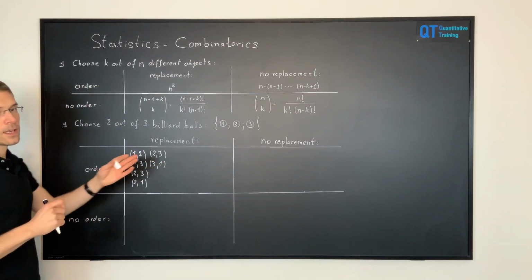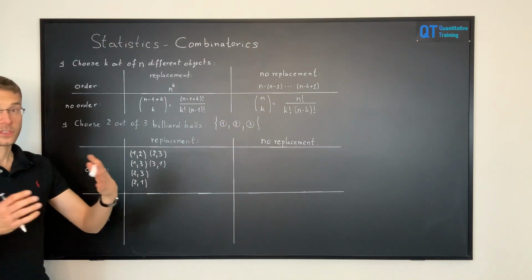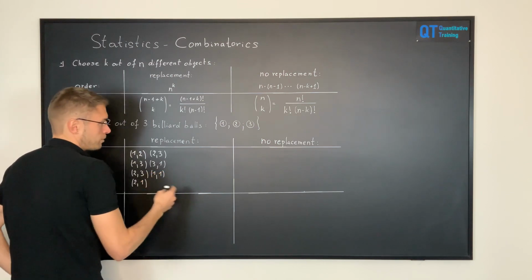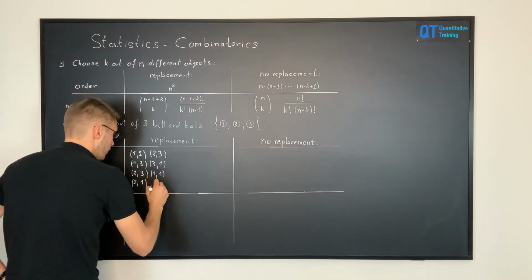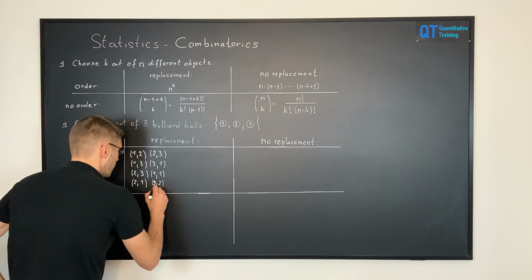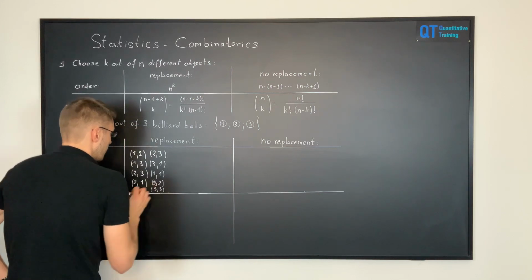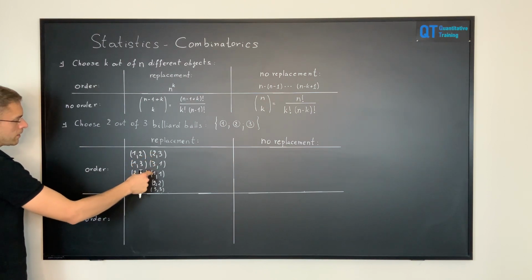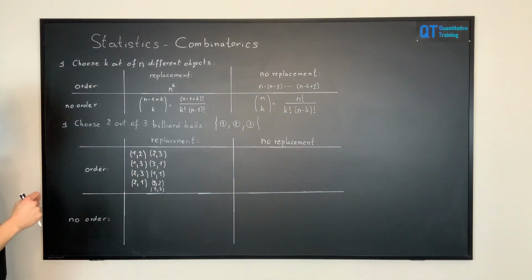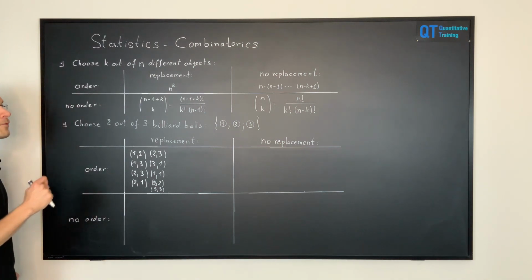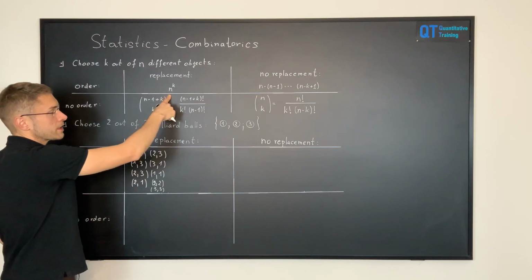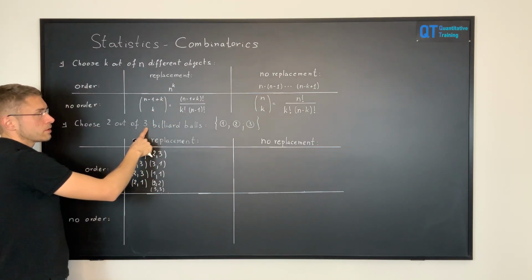Or, as replacement is allowed, so we can put back the billiard ball that was chosen, we can also have 3 more situations. We can have 1, 1, because we can put back the billiard ball 1. We can have 2, 2, and we can have 3, 3. So what we find here are 1, 2, 3, 4, 5, 6, 7, 8, 9 different combinations. Let's see if with the formula we also find 9 different combinations. We saw that in this particular case, n equals 3.